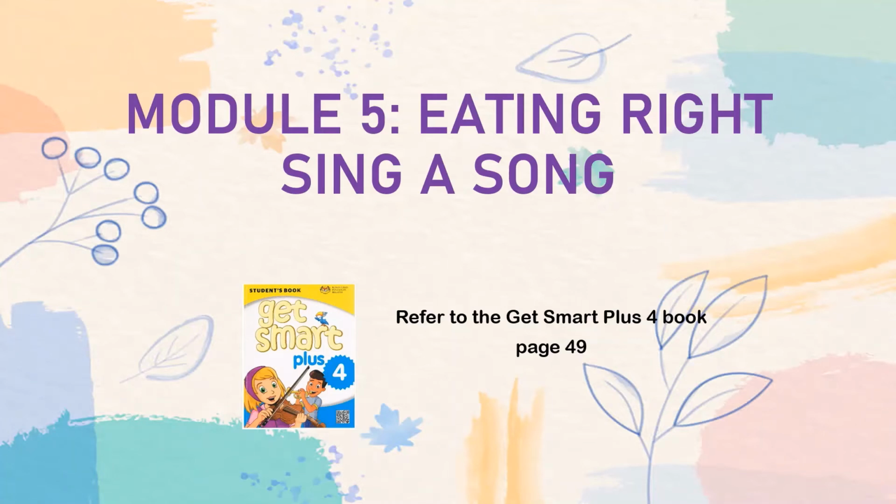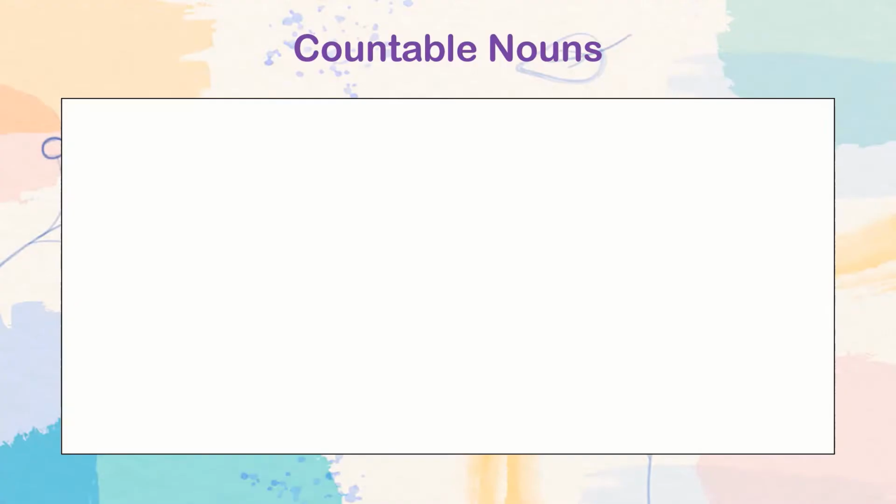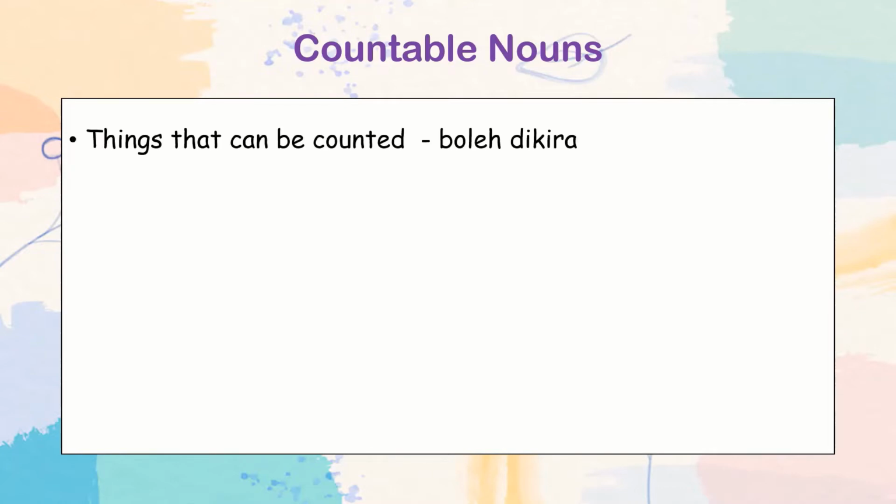Let's look at Module 5, Eating Right, Sing a Song. You may refer to the Get Smart Plus 4 book on page 49. Countable nouns. Countable means boleh dikira and nouns is kata nama am. So it's basically things that can be counted, benda yang boleh dikira.